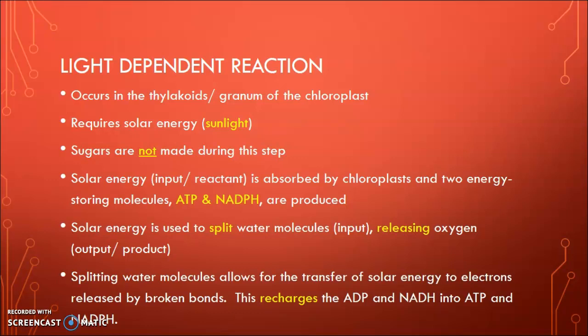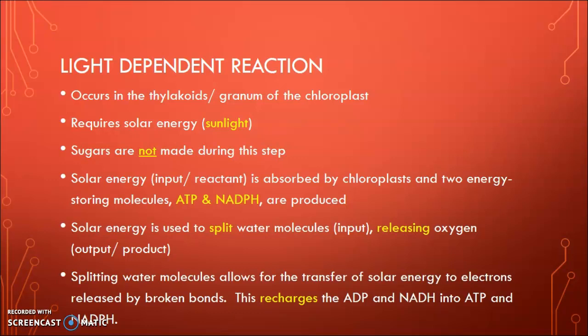We're also going to use that solar energy kind of like a little laser that's going to split those water molecules, the hydrogens from the oxygens. So the hydrogens are going to leave the oxygen, leaving these free electrons. That's where the energy is coming from, those free electrons that are charging the ATP and NADPH. And then the oxygen leaves as an output or a product. Now the oxygen we would consider a waste product in this case. However, we're going to use that oxygen later from the atmosphere for cell respiration.